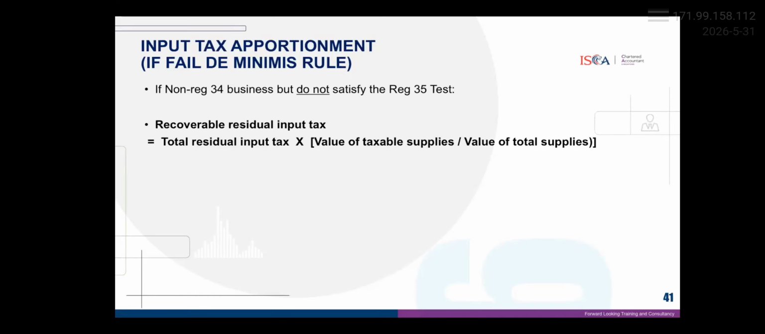Now you realize that the part on Reg 33 exempt supply is missing because you don't satisfy the Reg 35 test. And therefore, the input tax that is attributable to those Reg 33 exempt supply unfortunately cannot be claimed as a recoverable input tax.